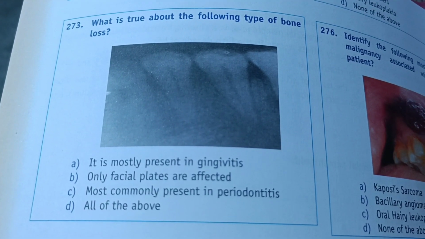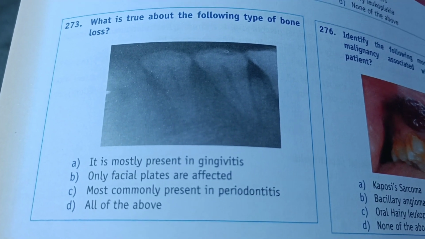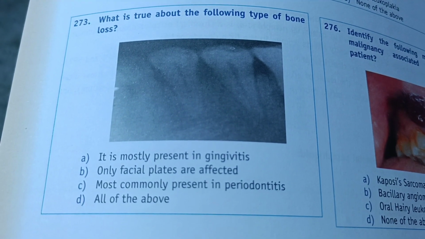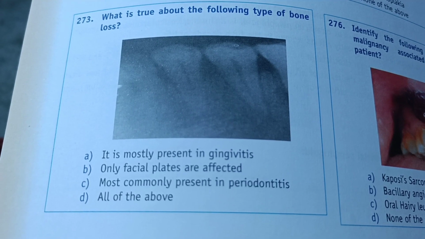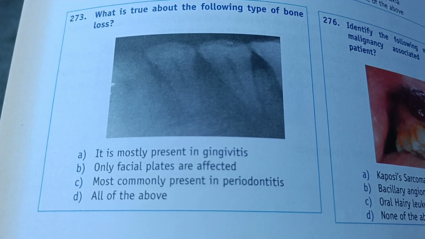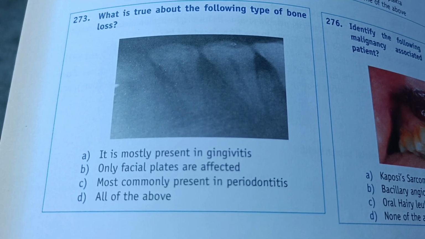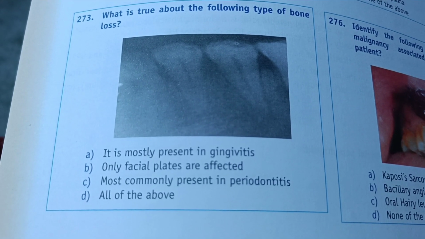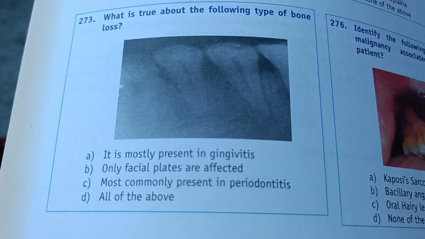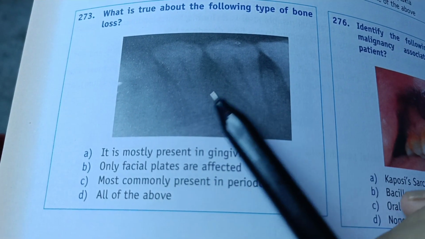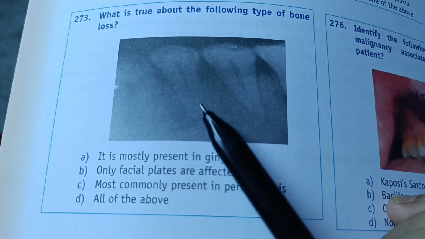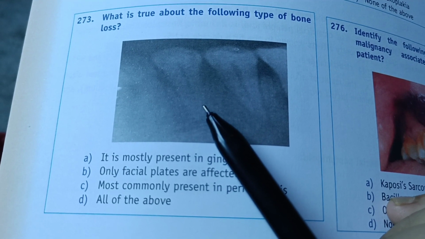What is true about the following type of bone loss? Okay, your options are: it is mostly present in gingivitis; only facial plates are affected; most commonly present in periodontitis; and all of the above. What is the right answer? The right answer is option C, most commonly present in periodontitis. Such kind of conditions are present in periodontitis.